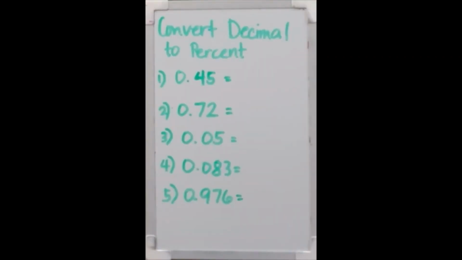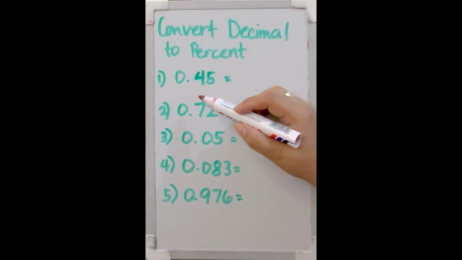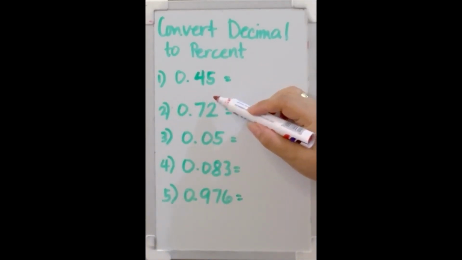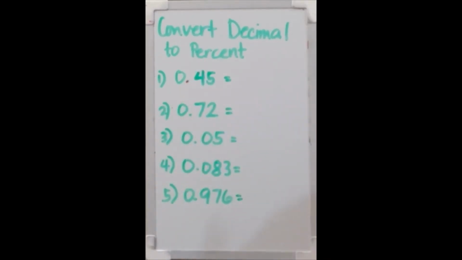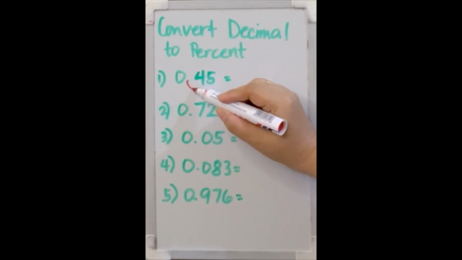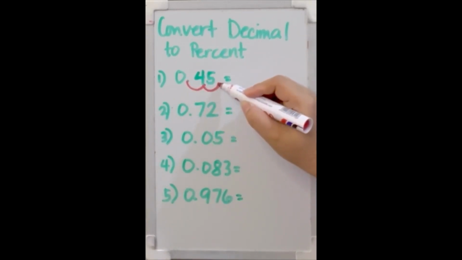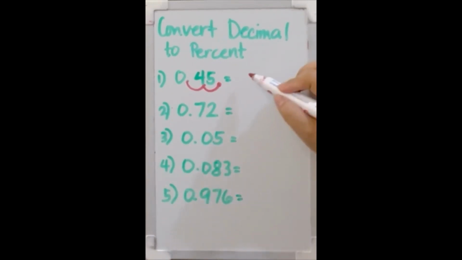The first part in this video is to convert decimal numbers to percent. So we have here 5 decimal numbers and we're going to convert each one to percent. So the first one is 0.45. In 0.45, the decimal point is here. So we're going to move this decimal point going right 2 places. So this is 1, then 2. So we will stop here. The point will be here. And this will now become 45%.